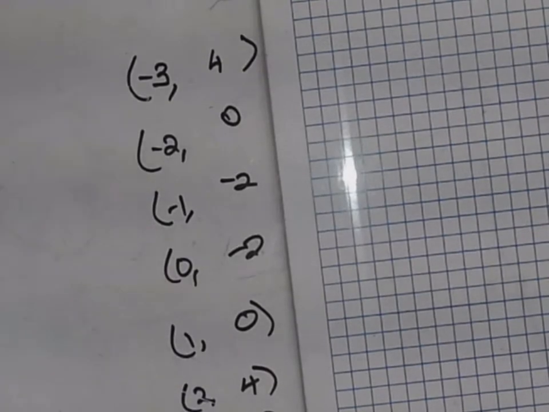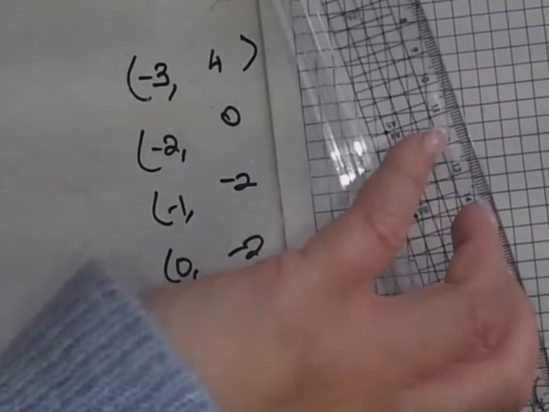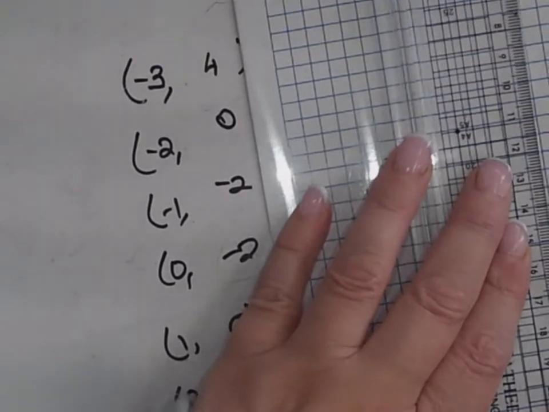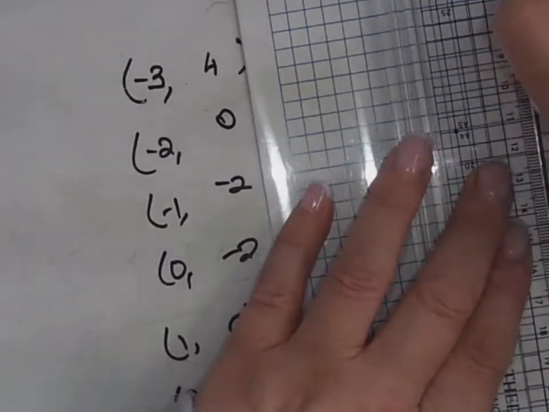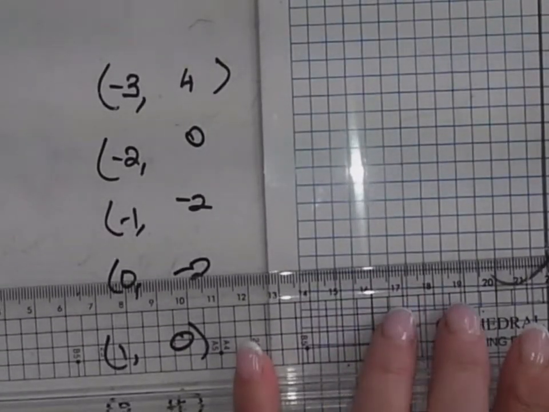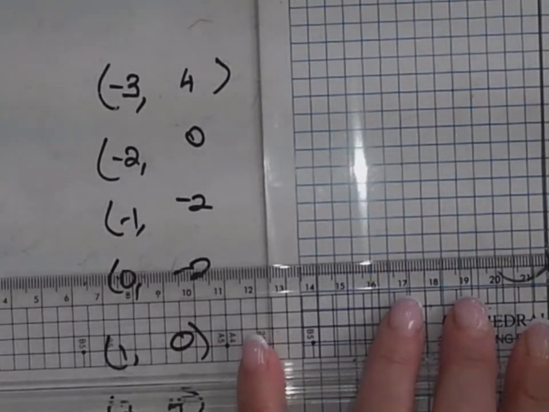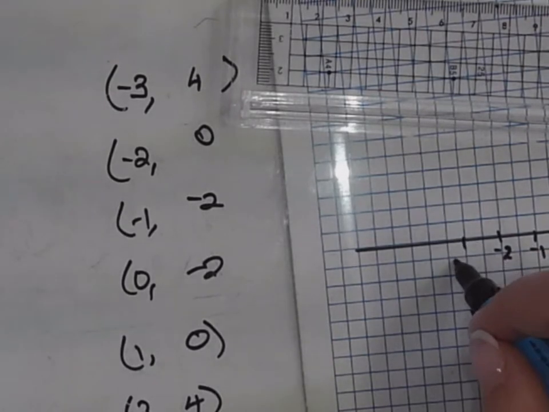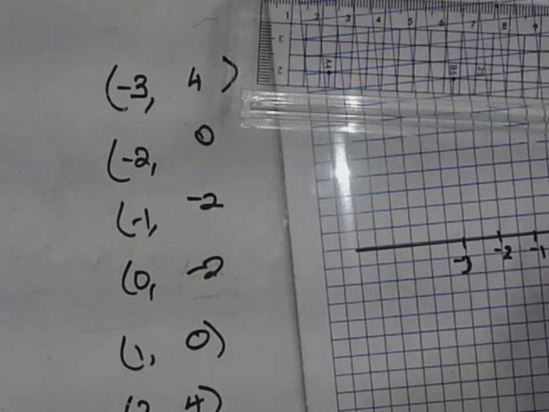Okay, so my biggest number, my across numbers, I have to go from minus 3 over to 3. So I have to do minus 3 over to 3. And I always leave 2 boxes, right? So minus 1, minus 2, minus 3, 1, 2, 3.